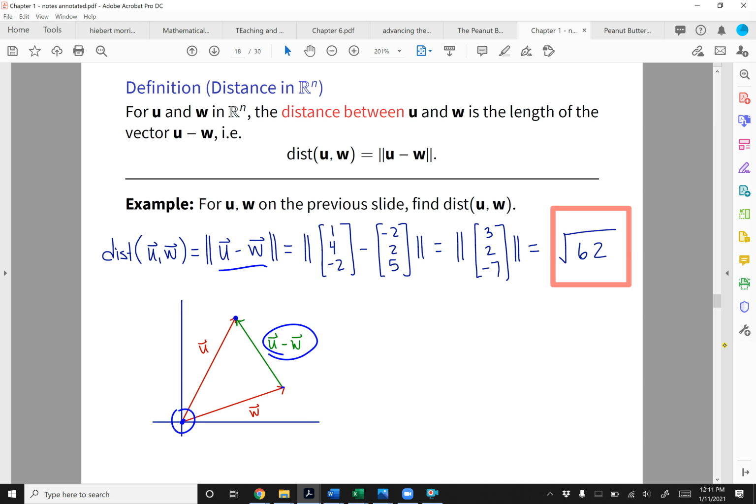1 minus a negative 2 is 3. 4 minus 2 is 2. Negative 2 minus 5 is negative 7. And for the length of all that, you square each of these. So 9, 4, 49. That's going to get you 49 plus 13, which is 62. So the square root of 62.